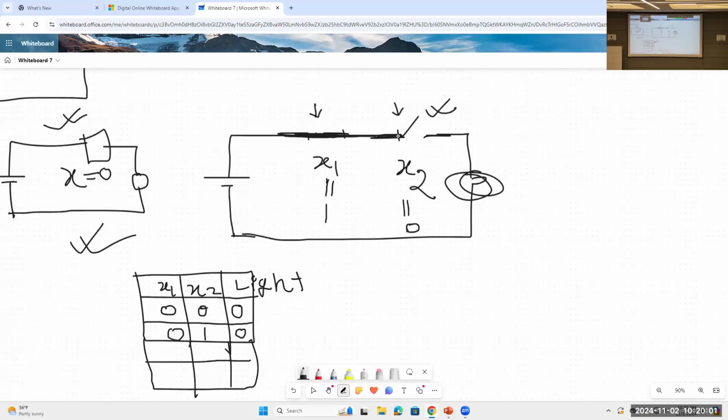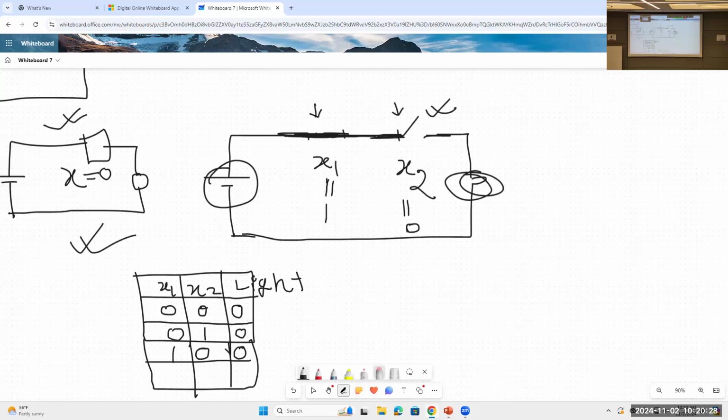x1 is connected, but x2 is not connected. Will the light glow here? No, this is the same case as the previous because this power supply is not connected; there is a disconnection in the path. So let's write this here. If x1 equals 1 and x2 equals 0, the light will not glow. So we will set it as 0.